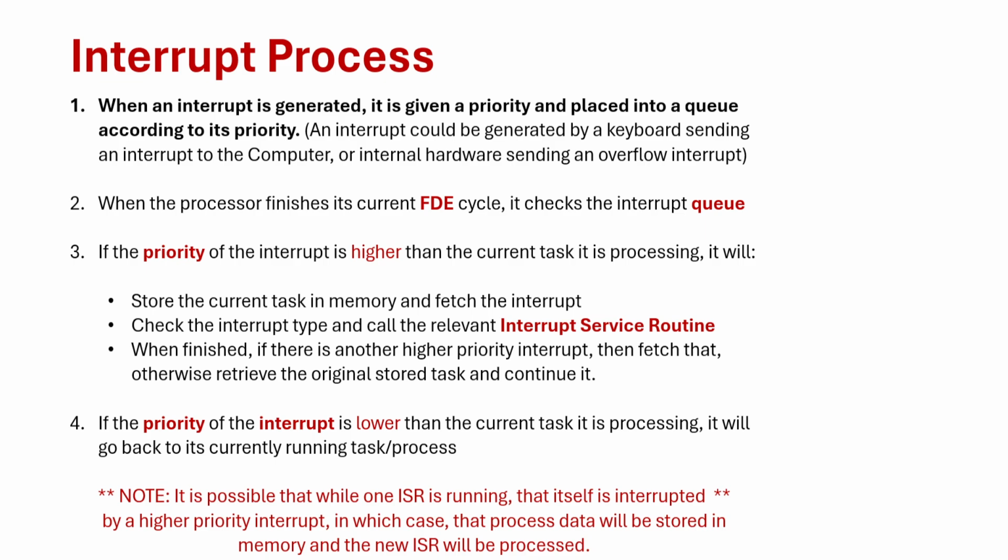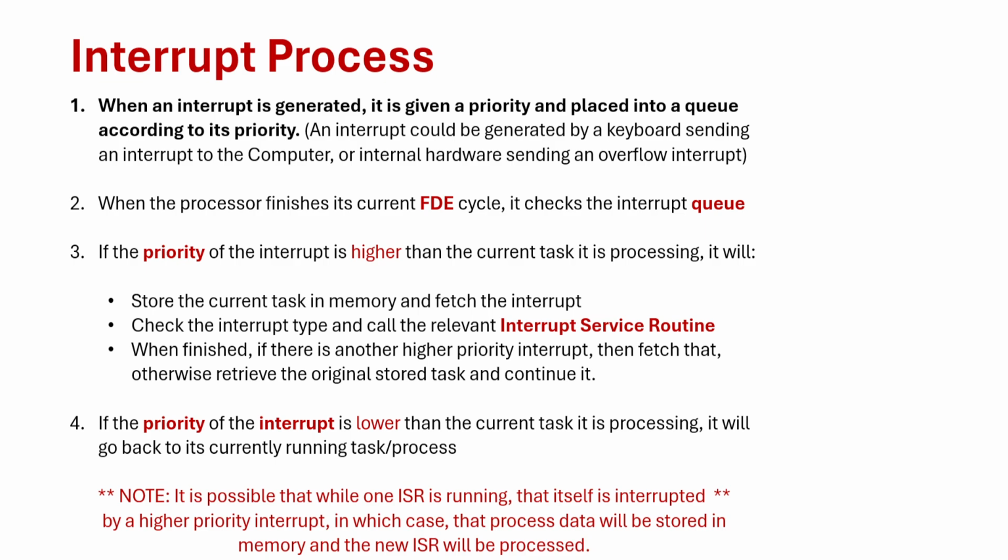Now, if the priority of that interrupt is higher than whatever task it's currently processing, it will first need to store whatever it's doing right now, all the contents of the registers, for example, the CIR, the PC, the MDR, the MAR. It's going to need to put all of that into memory. Then it's going to go and fetch the actual interrupt. Once it knows the type of interrupt, it then is going to say, well, what is the interrupt service routine that I need to call? And it's going to call that ISR.